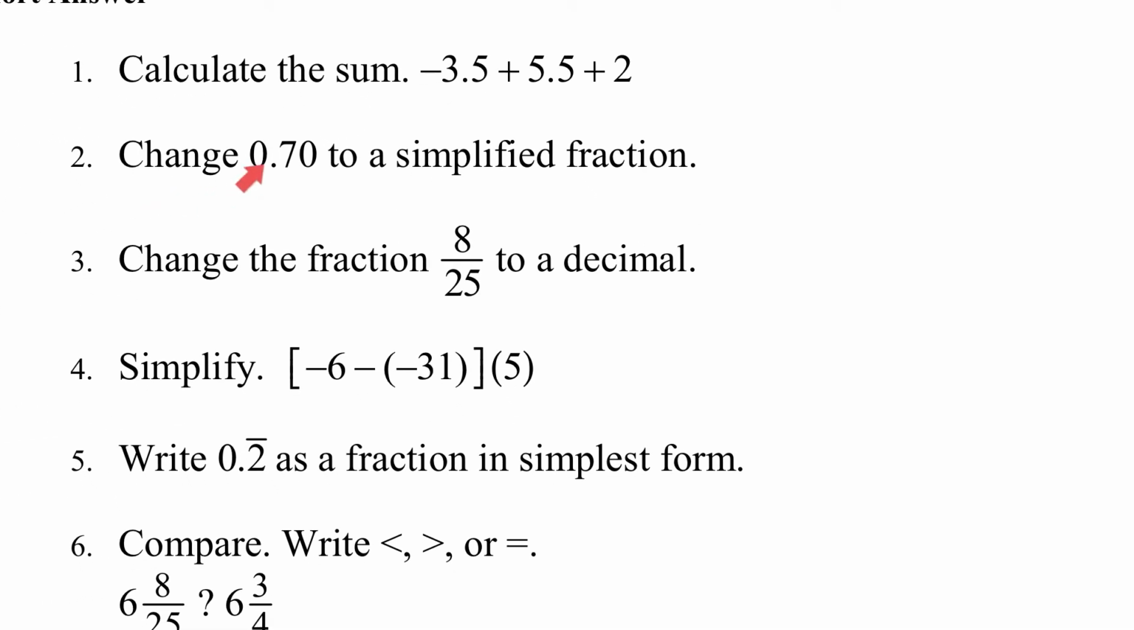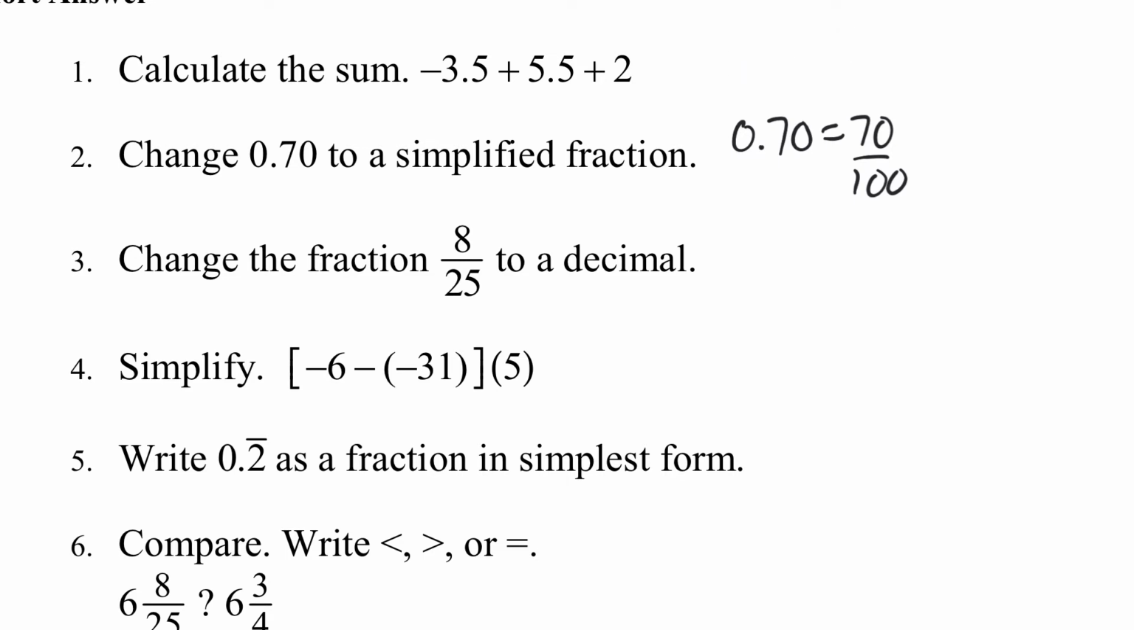Change 0.70 to a simplified fraction. Okay, well, you have 0.70. That's the same as 70 over 100 because this 0 is in the hundredths place. Remember, that's the tenths, and this is hundredths. So if I had 0.4, something like this is 4 tenths, 4 over 10. But now that I have 70, that would be 70 over 100. Let me erase this little part here, and we will continue.